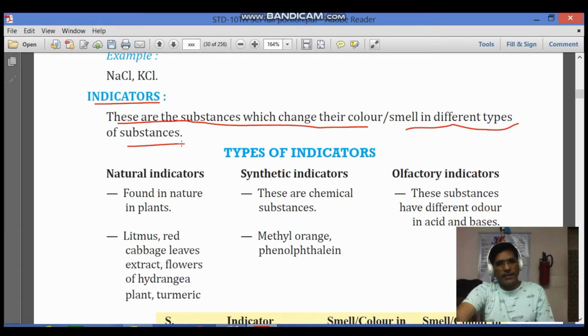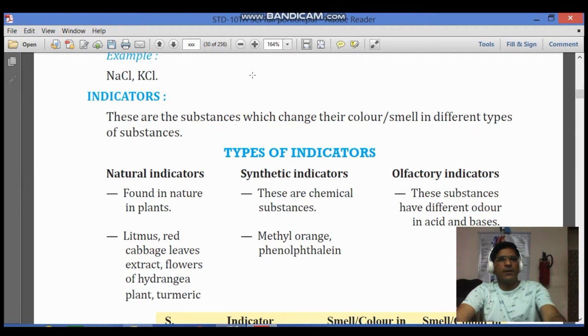A simple example: if an acidic solution is there and I add phenolphthalein, it stays colorless, meaning no change in color. But if I add phenolphthalein to a base, it will change into pink color. So that is called an indicator. Today we first want to understand the definition of indicator, then the types of indicator.